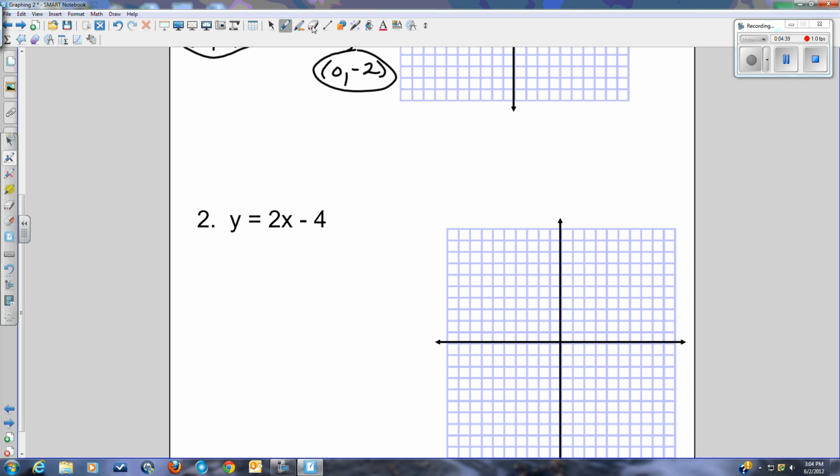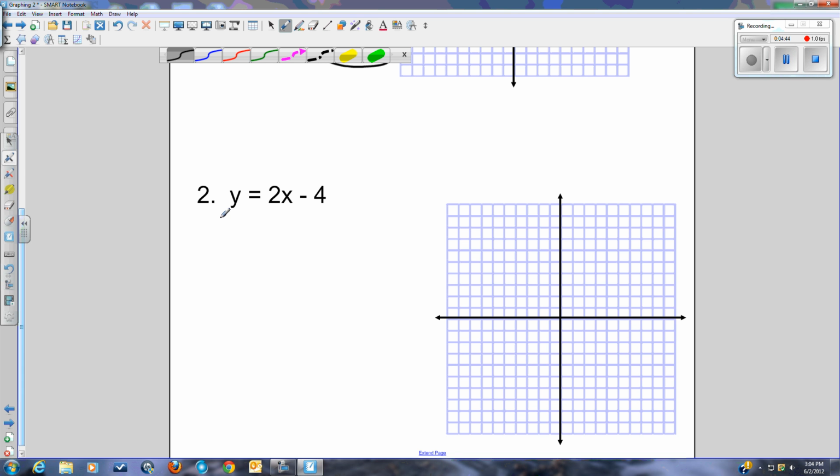I want you to know all ways of graphing. So I want you to also do this as well as make your tables. But when you're given a choice, it's up to you which way you want to graph this.